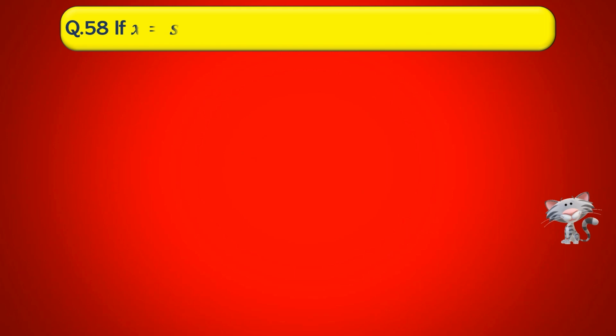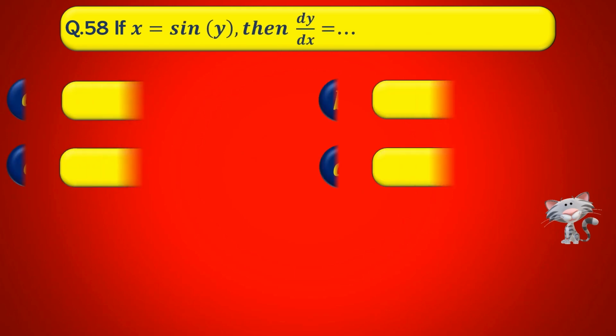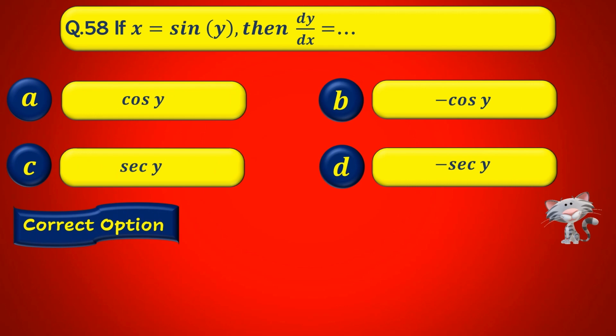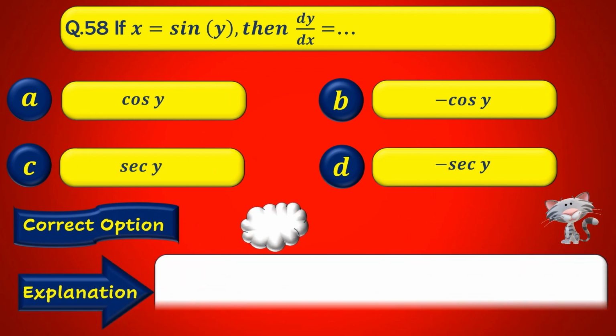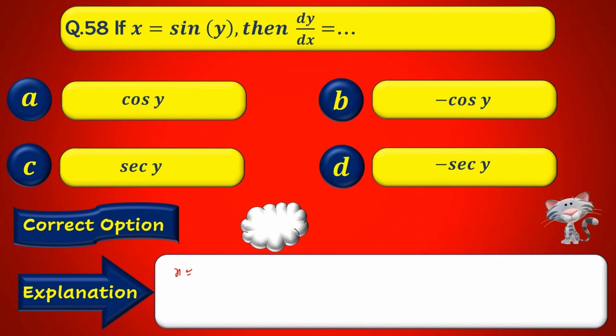Question number 58. If x is equal to sine y, then dy by dx. And the options are, let's find out the correct option. Here, x is equal to sine of y. We take derivative on both sides. d by dx of x will be equal to d by dx of sine y, and it will become 1 is equal to cos y into dy by dx. So dy by dx will be equal to 1 over cos y, and that is equal to secant y. Therefore, the correct option is option C.